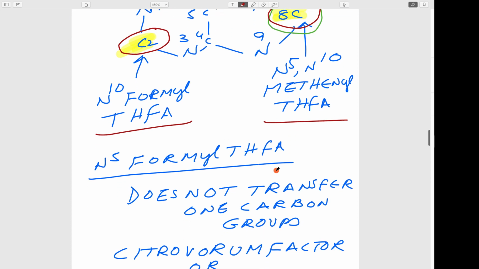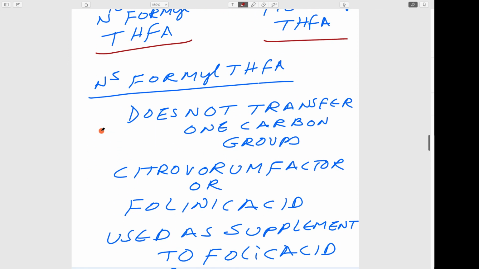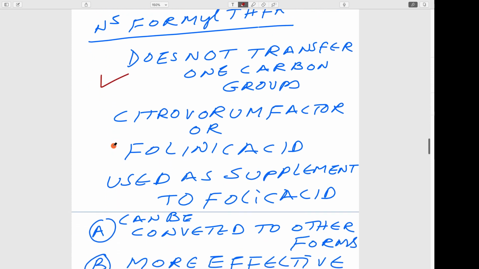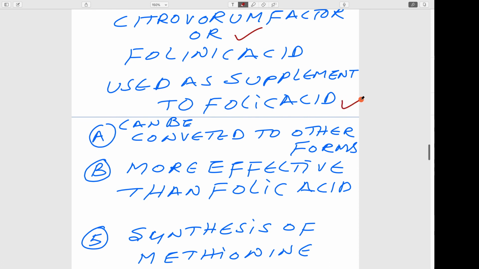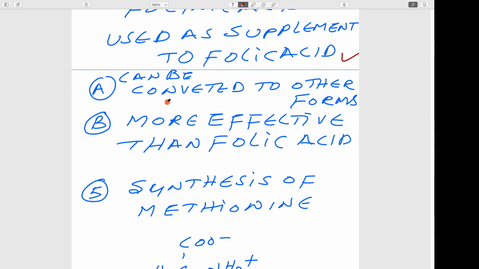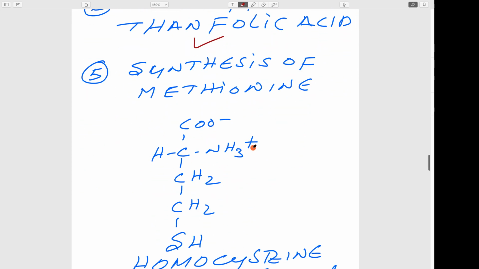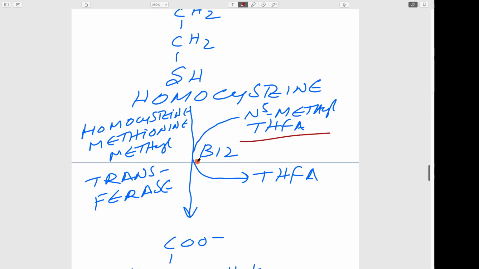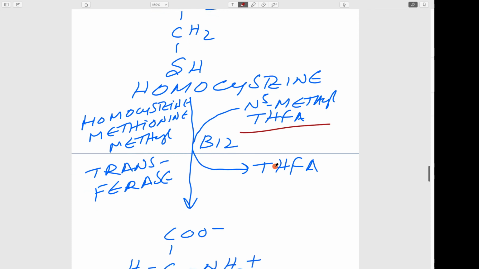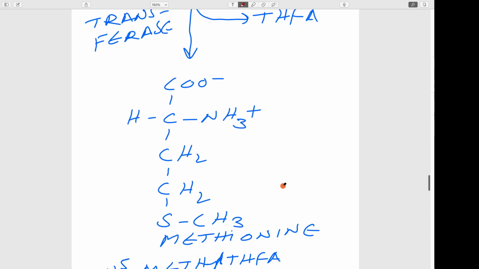Then we talked about N5 formyl THFA, which does not transfer one carbon groups. It is called citrovorum factor or folinic acid, used as a supplement to folic acid. It can be converted to other forms easily and is more effective than folic acid. That is the reason it is used as a supplement. Then synthesis of methionine from homocysteine by the action of N5-methyl THFA in the presence of the enzyme homocysteine methionine methyl transferase, leading to formation of methionine.